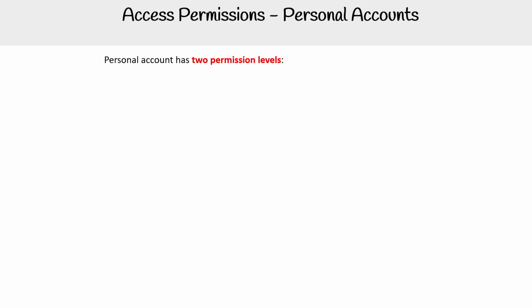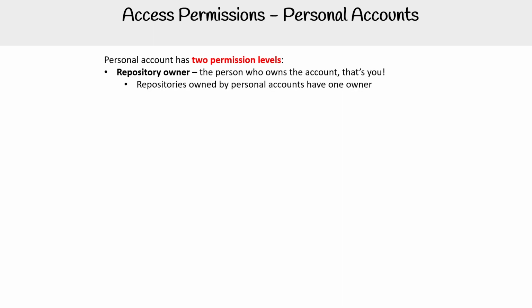Personal accounts have two permission levels. The first is the repository owner. Repository owner, I can say it, the person who owns the account, that would be you. And the repositories owned by personal accounts have one owner. The ownership permissions cannot be shared with another personal account.